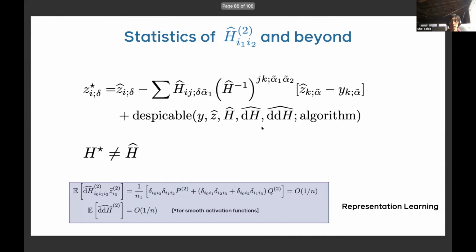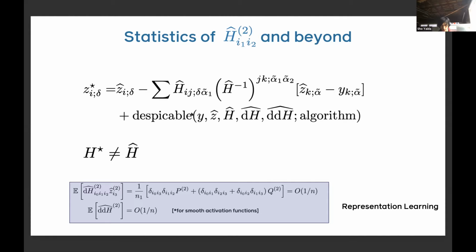In principle, you can solve the dynamics and Z star can be expressed as Z at initialization and the NTK, NTK inverse at initialization, Z minus Y for MSE loss. And some despicable expression depending on Y, Z, H hat, DH hat, DDH hat, an algorithm that Dan has worked out for the quadratic model. And if you extend that to the cubic model, you can actually do this.